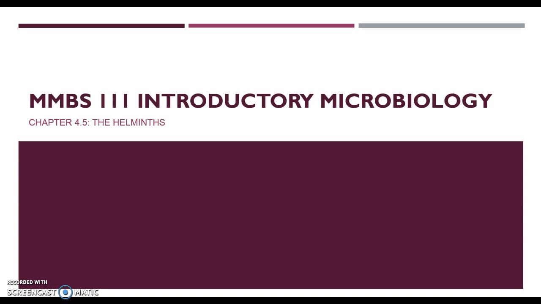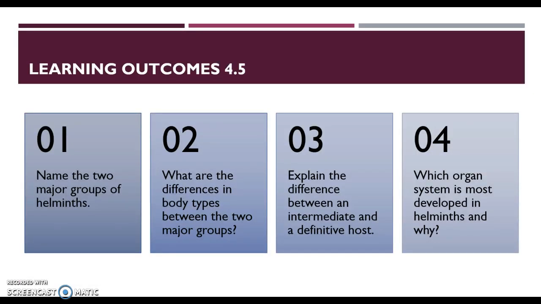This mini lecture will address content from section 4.5 of chapter 4, and we are talking about the helminths, or the worms. There are 4 learning outcomes for this mini lecture. First, be able to name the 2 major groups of helminths. Second, be able to describe the differences in body types between those 2 groups. Third, explain the difference between an intermediate and a definitive host. And 4, describe the organ system which is most developed in helminths and be able to explain why.